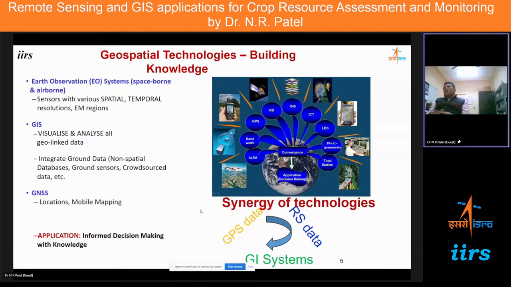Third is GNSS, Global Navigation Satellite System. This system enables you to identify the location. In agriculture, it is mainly used for precision farming. How is precision farming possible? Only if very good high resolution locational information is available. So GPS can provide you locational information and mobile mapping. With this GPS you can track, mainly, if you are lost somewhere in a forest area, you can use GPS to identify and come back to your own location.